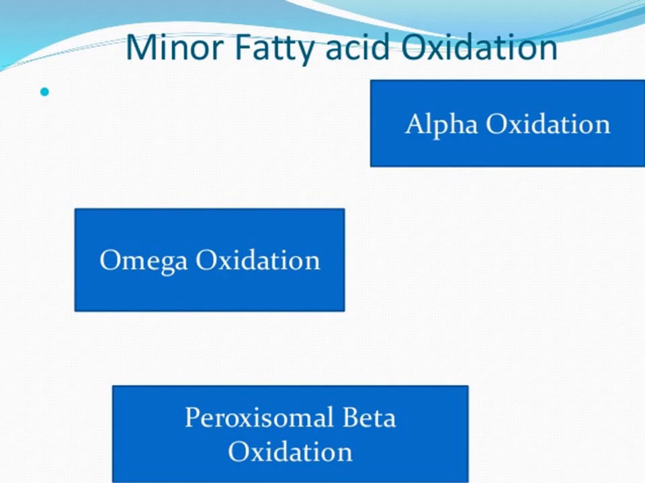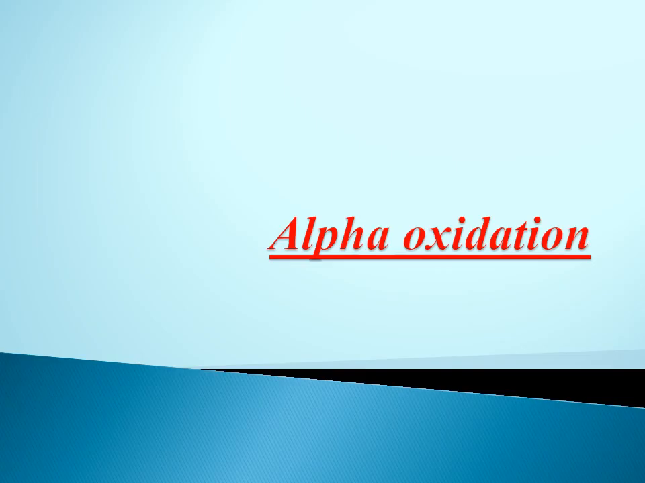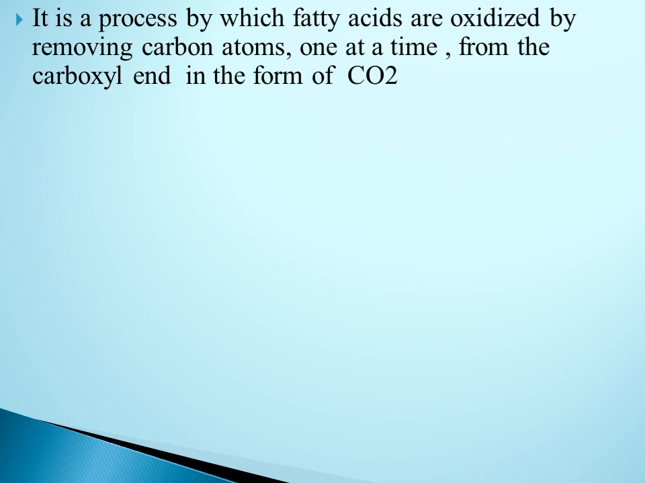Now we can see minor fatty acid oxidation, which includes alpha oxidation, omega oxidation, and peroxisomal beta oxidation. First we discuss alpha oxidation. What is alpha oxidation? It is a process by which fatty acids are oxidized by removing carbon atoms one at a time from the carboxyl end in the form of carbon dioxide.